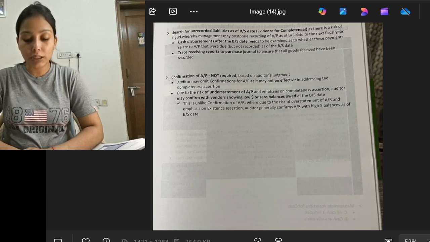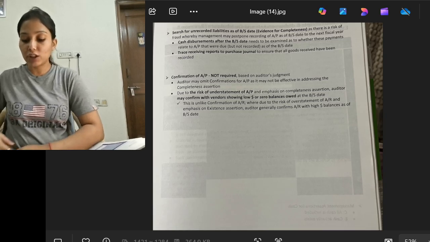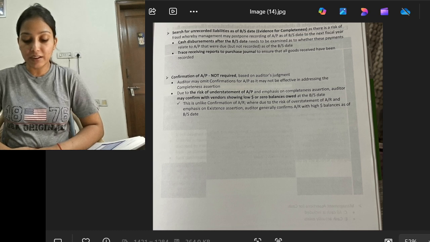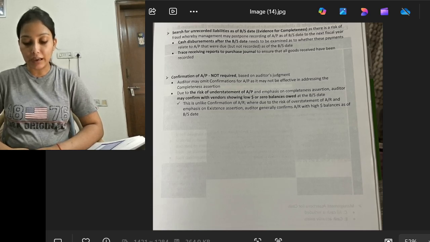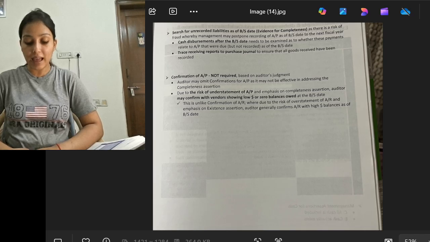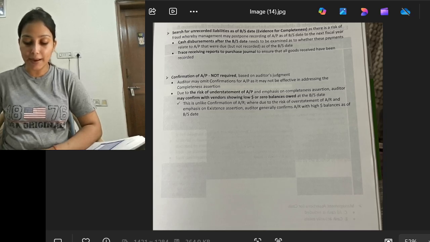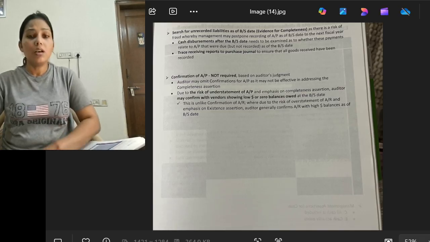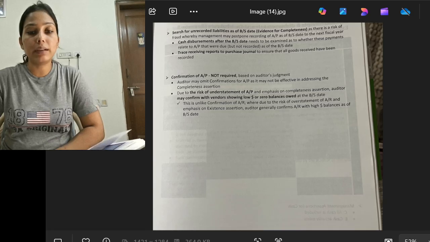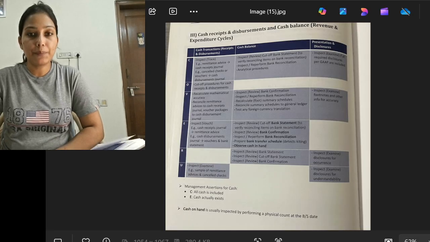Confirmation of AP is not required, and this is based on the auditor's judgment. The auditor may omit the confirmation for AP as it might not be effective in addressing the completeness assertion. Also, due to the risk of understatement of AP and emphasis on the completeness assertion, the auditor may confirm with vendors showing a low dollar or zero balance owed as at the balance sheet date. This is unlike confirmation of AR, where due to the risk of overstatement of AR and emphasis on the existence assertion, the auditor generally confirms AR with the high balances as at the balance sheet date. So this was all about the expenditure and AP.